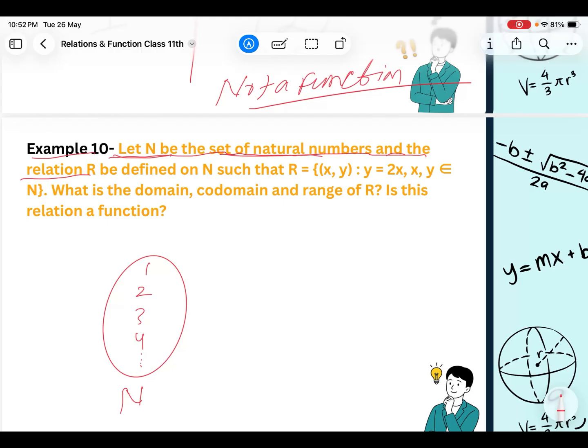And the relation R be defined on N. What is N now? A set of all natural numbers. What is R? The relation such that R equals a set of ordered pairs (x, y) such that y equals 2x, where x, y belong to N.